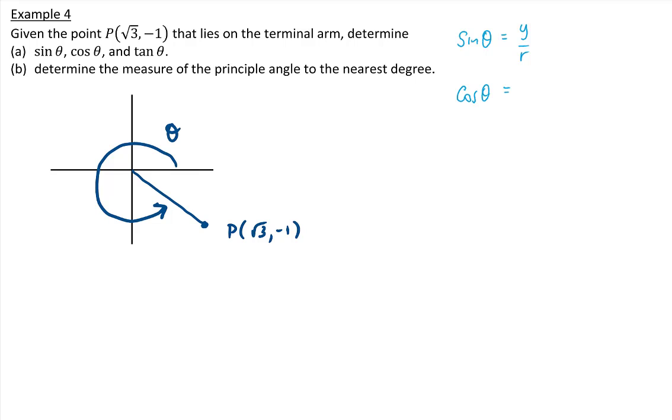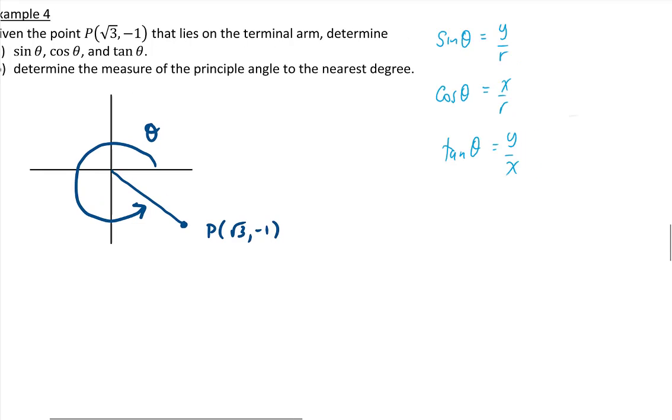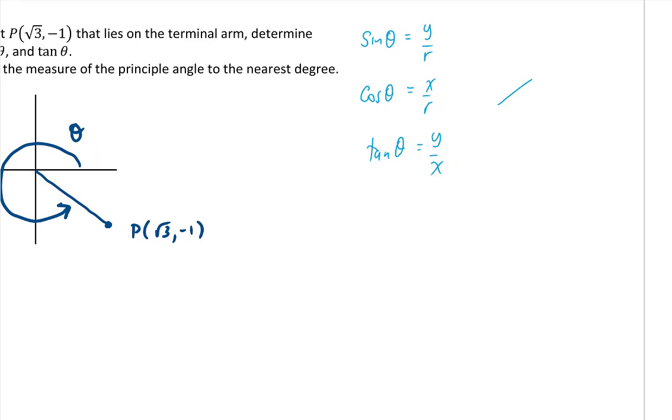Cosine of theta is equal to x over r, and tan of theta is equal to y over x. Now if you forget these, I always find it easy just to draw a picture of a right triangle. Imagine you're in quadrant number 1, and here's our point x and y.